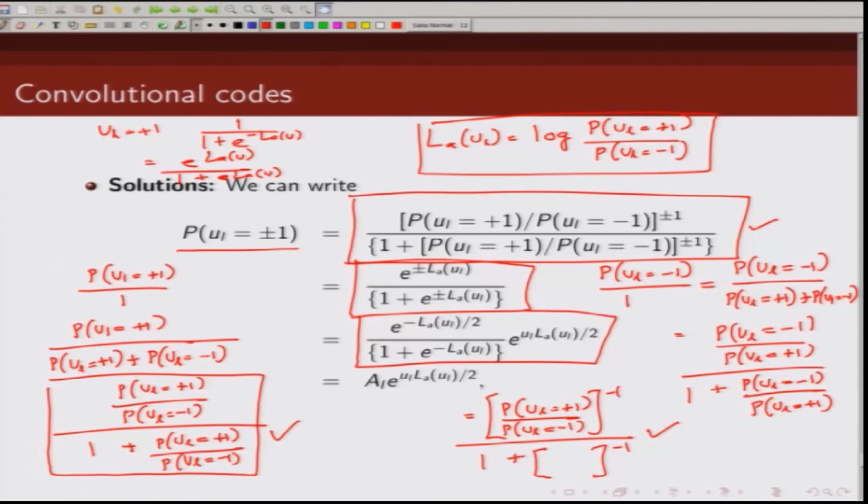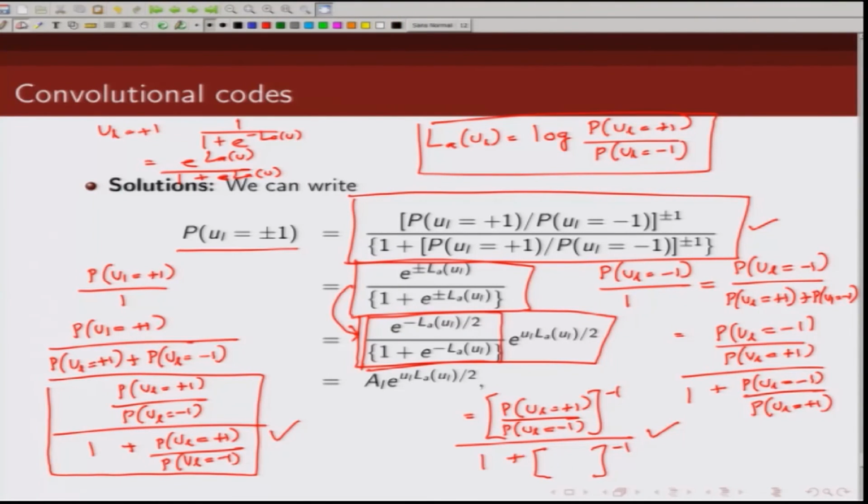And if UL is minus 1, this will be e raised to power minus LAU by 2 and e raised to minus LA by 2. So, this term will become in that case e raised to minus LAU over 1 plus e raised to minus LAU. So, this term can be written in terms of this, right. And what is this term? What is this term? I can simplify this term.